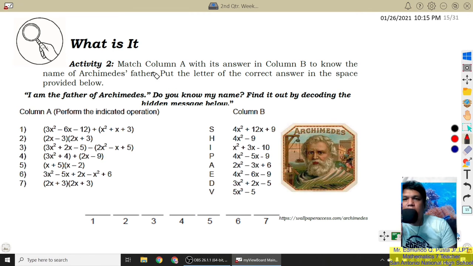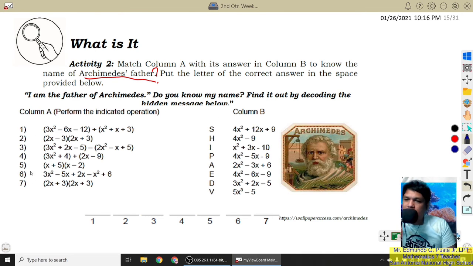Let's have yung tinatawag nating exercises. Activity number 2. Match column A with its answer in column B to know the name of Archimedes' father. Who is Archimedes' father? Sino ba yung tatay ni Archimedes? So put the letter of the correct answer in the space provided. I am the father of Archimedes. So this one. Do you know my name? Find it out by decoding the hidden message below. Okay, so let us decode the hidden message below.